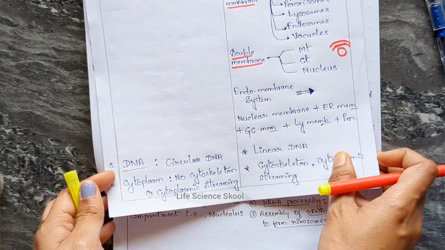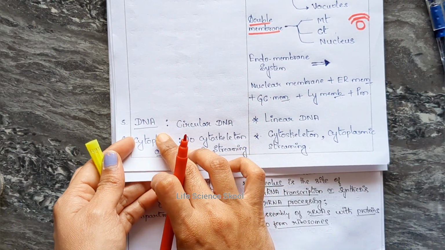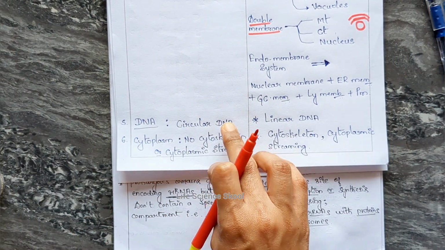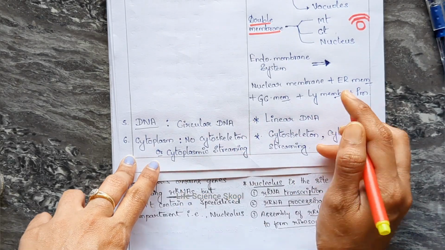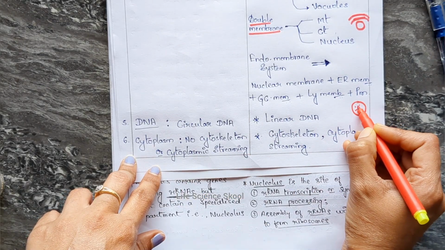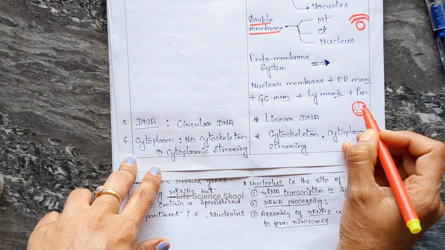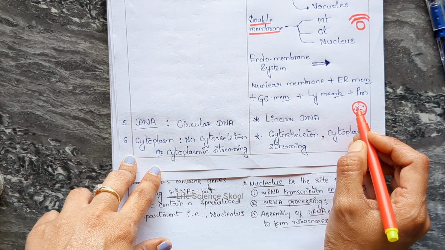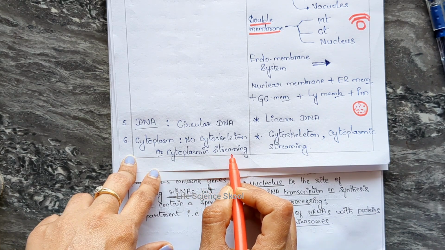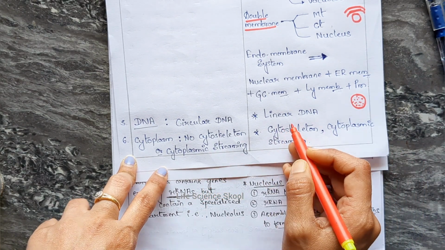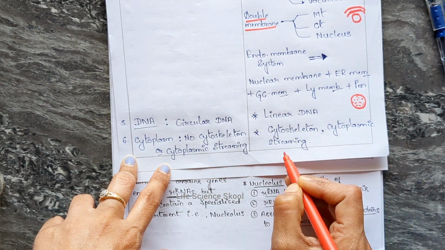Next, moving on to the DNA. In prokaryotes, the DNA is circular. In eukaryotes, it is linear DNA. And coming to the cytoplasm, this is the cell and this is the cytoplasm, right? In this cytoplasm, there is no cytoskeleton and no cytoplasmic streaming in prokaryotes. But in eukaryotes there is a cytoskeleton and cytoplasmic streaming.